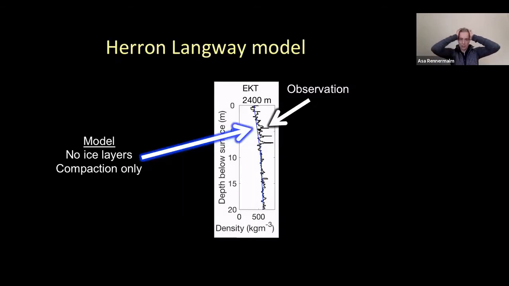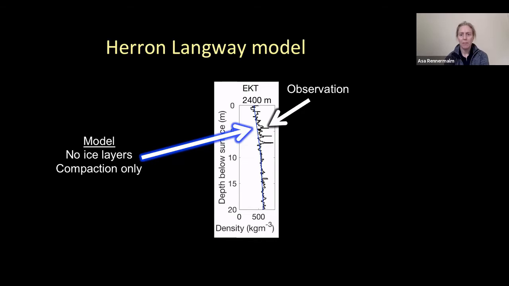One thing I also want to share with you is how the ice layers are transforming the firn column itself. It's pretty remarkable. So I'm going to show you a model simulation. It's a very simple model, developed by Herron and Langway. I use this simple model because it only considers compaction. It does not simulate ice layers or their influence on density. And this model simulates density.